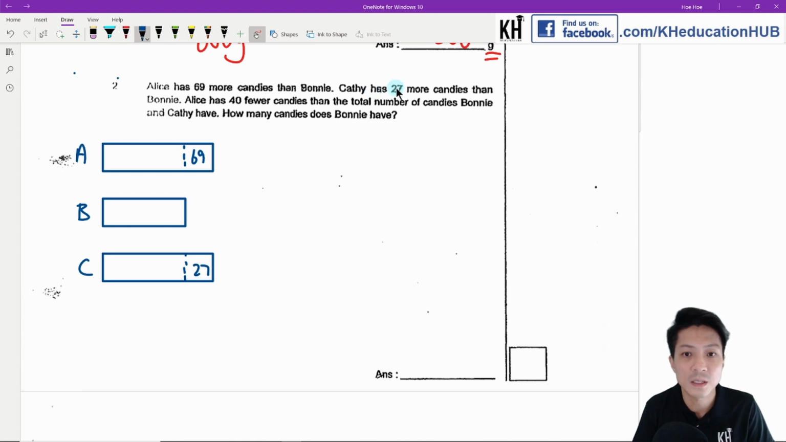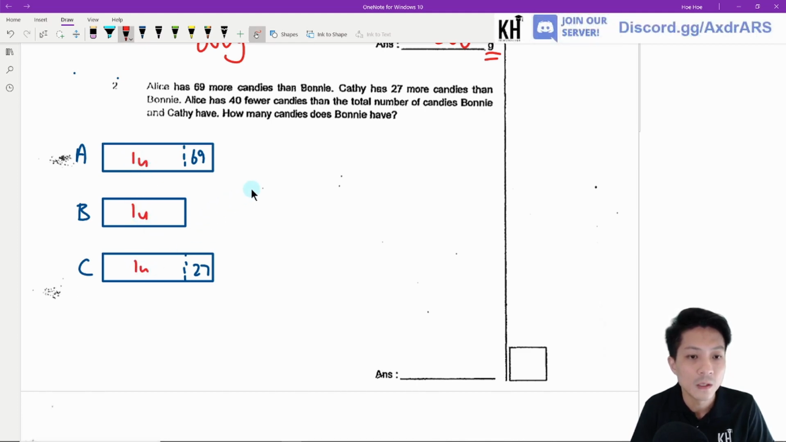Okay, Katie has 27 more candies than Bonnie. Alice has 40 fewer candies than the total number of candies Bonnie and Katie have. So in this case, if you treat this as 1 unit, it means that Alice's share, if I were to plus 40, is going to be equal to these two.